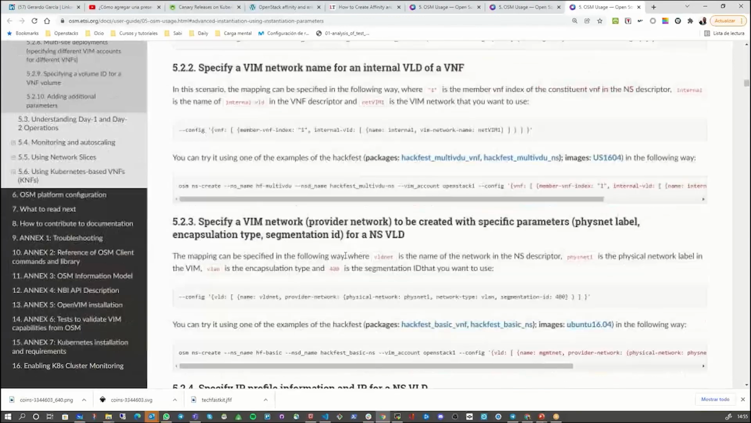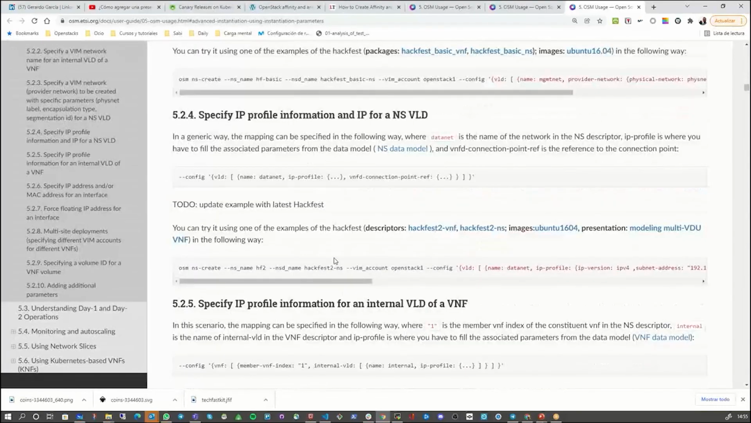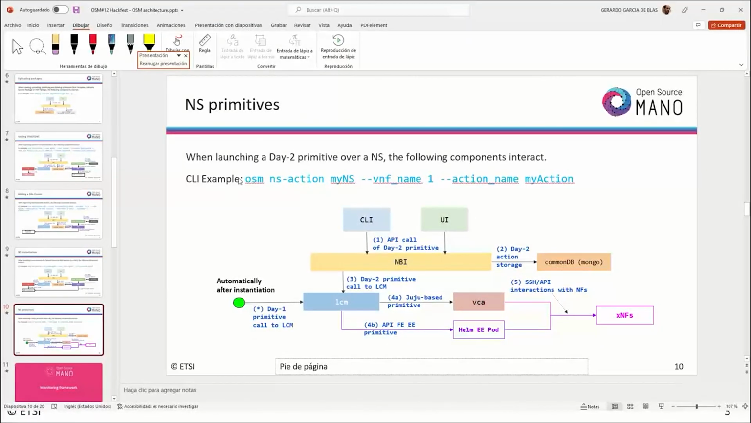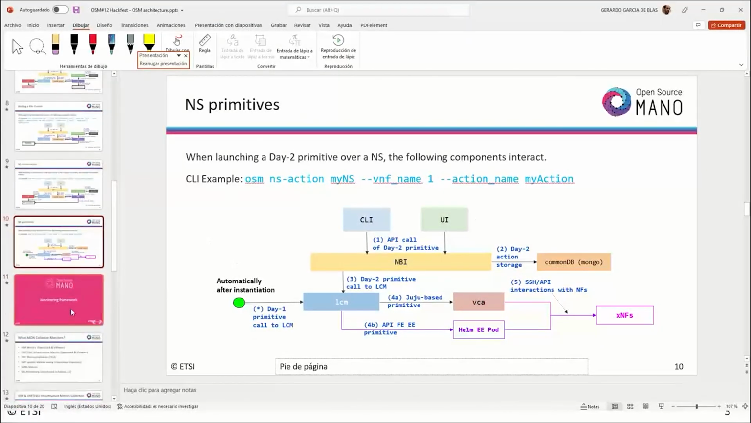So in general, you are right, those are the parameters here, but in the case of Helm charts and instantiation, you could add the other ones. Okay. Well, now I think those are the network service primitives.